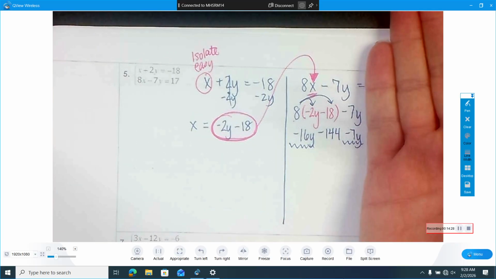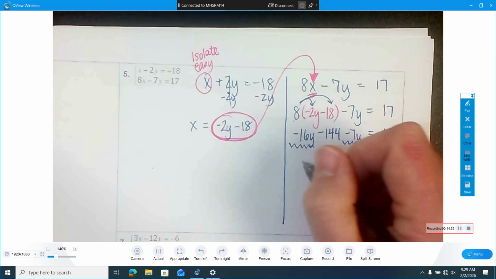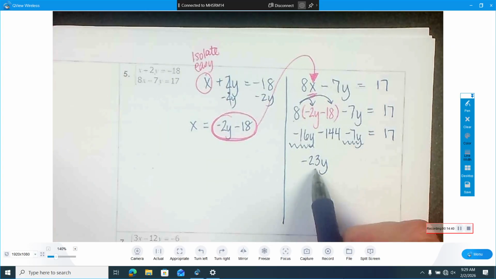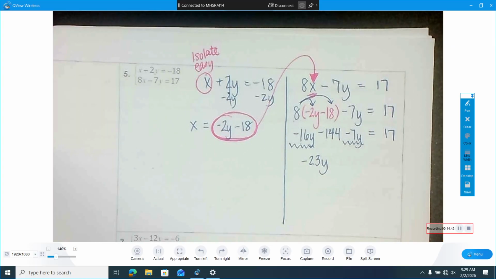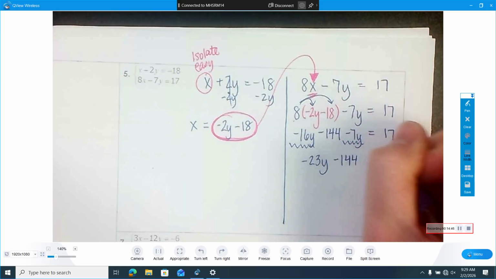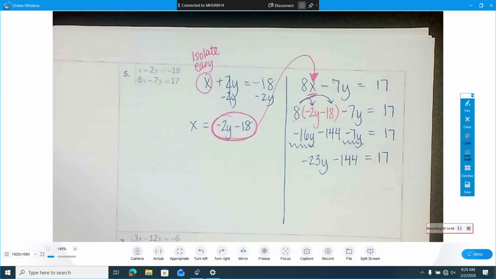Be careful, they are on the same side of the equals. You do what it says. That's a whole lot of negatives there. How many negatives do we have there? Negative 23 y's. A negative 16 and a negative 7 give us 23 negatives. All right, and then we have a minus 144 equals 17.